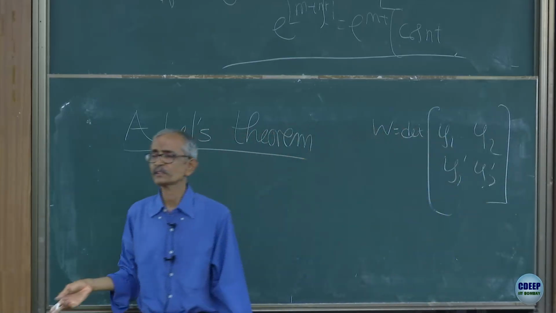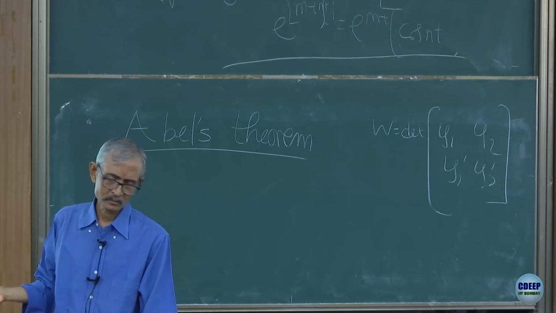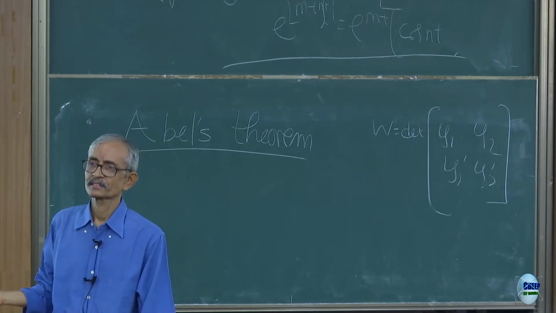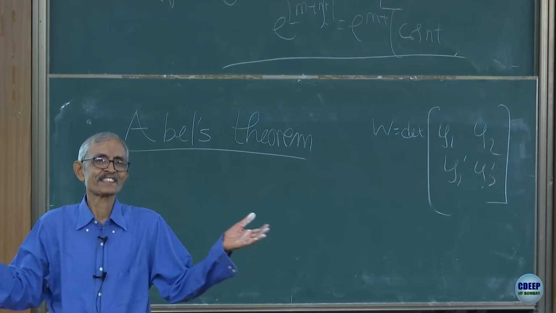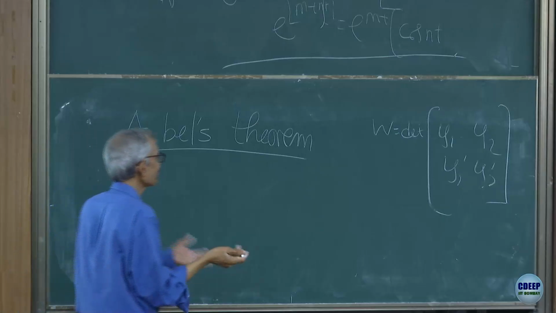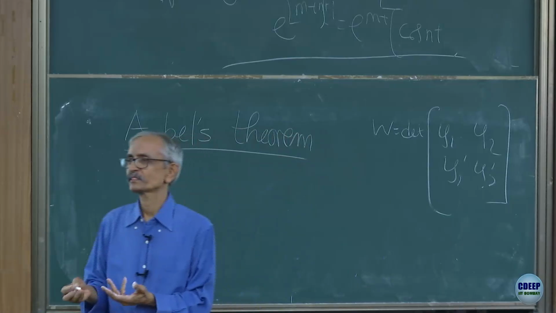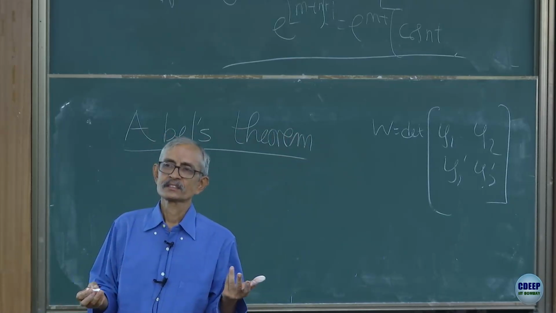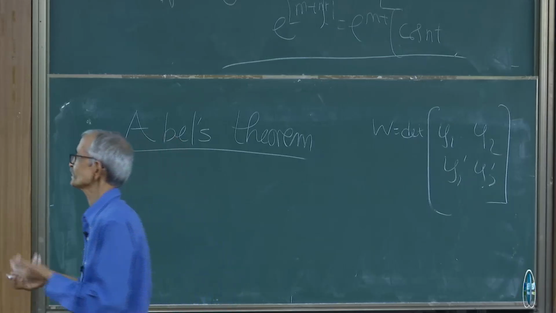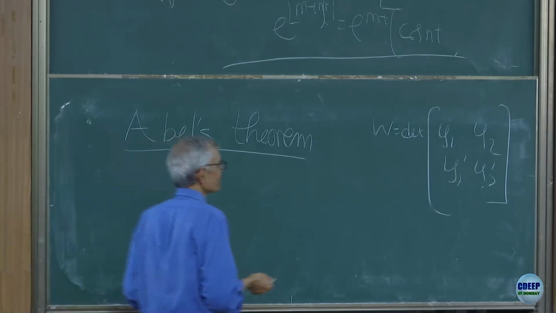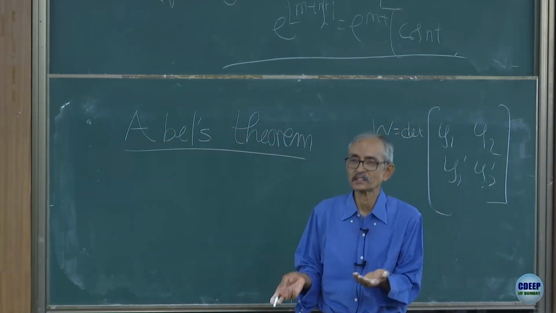What are y1 prime and y2 prime? I just said this is the determinant, and nobody bothered. What is y1 prime? It's the derivative of y1, that's all it is. y2 prime is the derivative of y2. So that's the Wronskian.